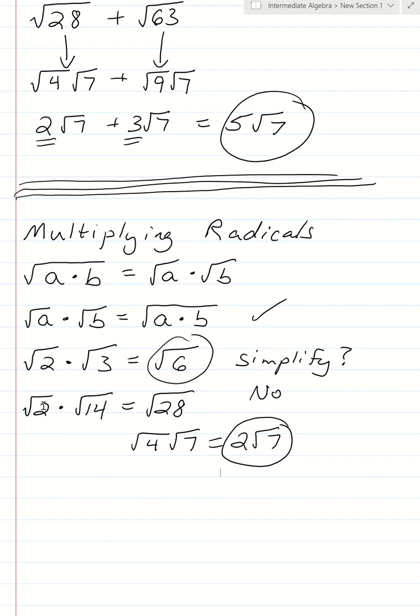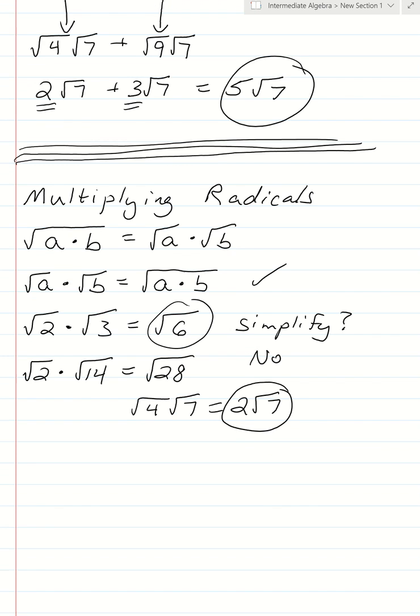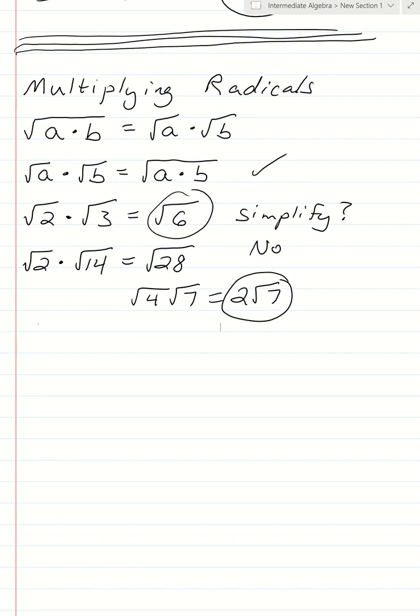Okay, so here we had to perform the multiplication first. We wanted to multiply these radicals, and we did. We came up with 28 as our radicand. And then you ask yourself, can you simplify that radicand, the square root of 28? And yes, we can, using, of course, the factors of 4 and 7. Let's try another example.